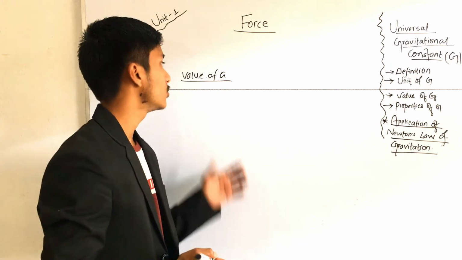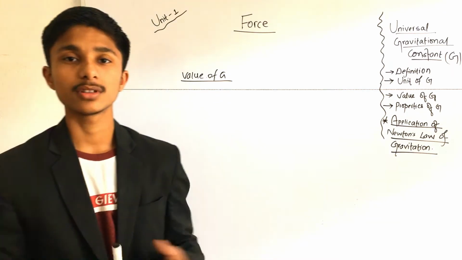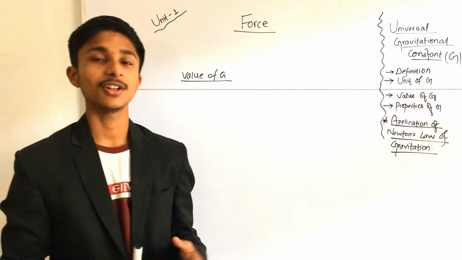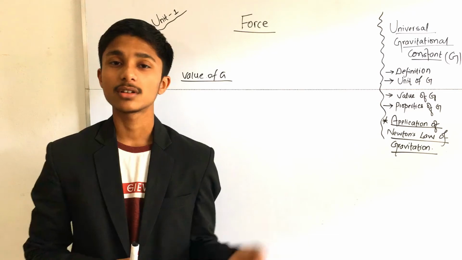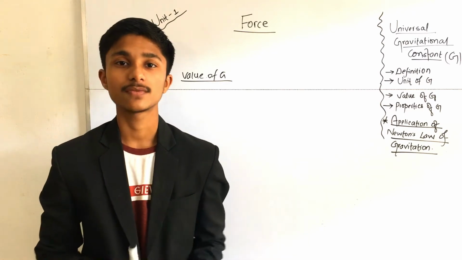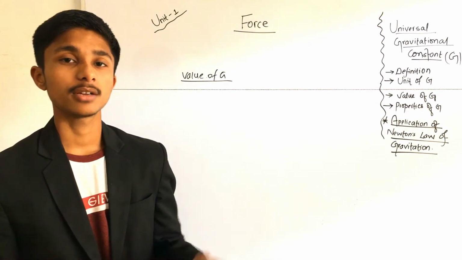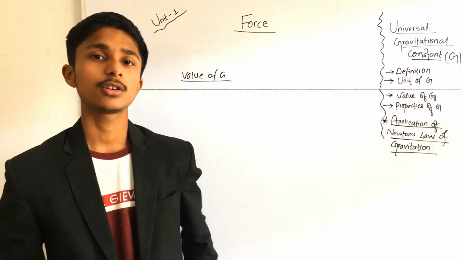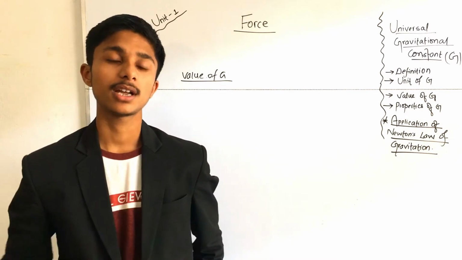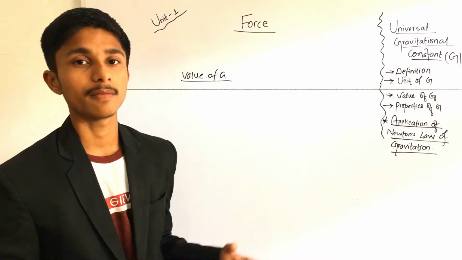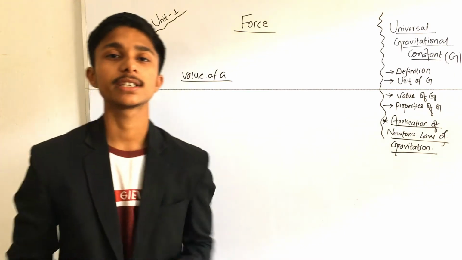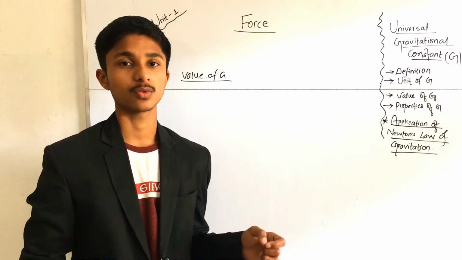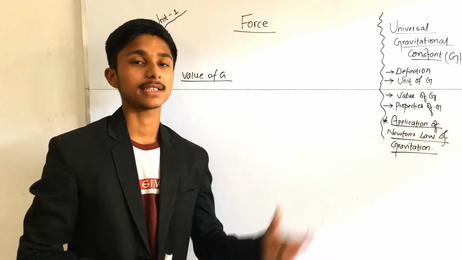In this topic we learn who has given the value and who has found the value of this capital G. Long after Newton's death, the value of G was first experimentally determined by the English physicist Henry Cavendish using the torsion balance in 1798 AD, and he gave the value 6.67 into 10 to the power minus 11 Newton meter square per kg square. This value is in the SI system.